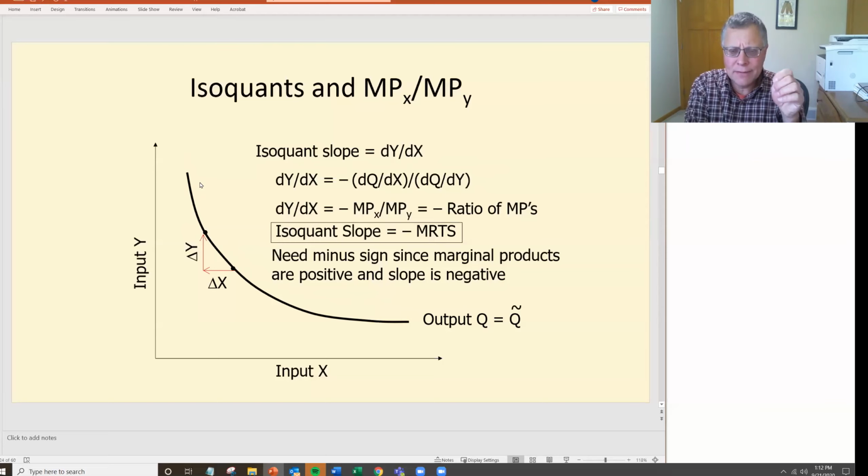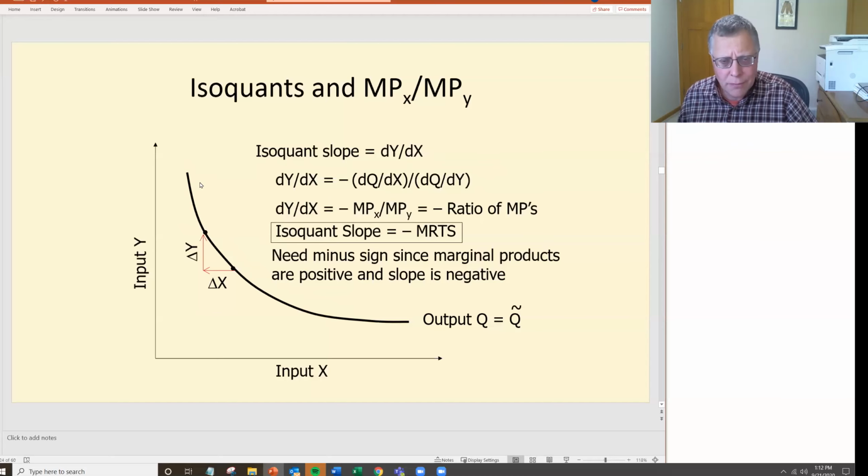And so that's all this stuff is tied together. We can derive all this from calculus and go back to the implicit function theorem to get this ratio of the marginal products as the slope of the isoquant. But that's what we're doing. That's the graphical way to think of this. That isoquant is the trade-off curve between the two inputs. All along that curve, you produce the same output.